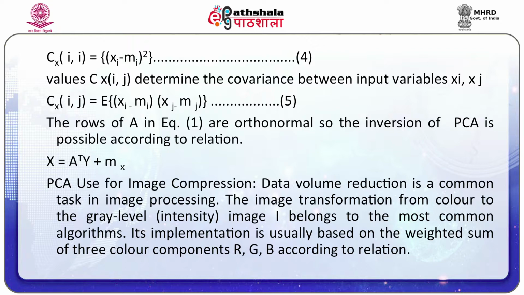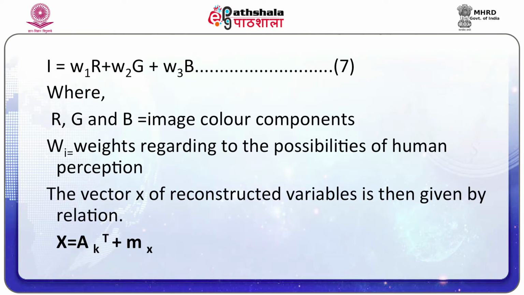PCA is used for image compression. Data volume reduction is a common task in image processing. There is a huge number of algorithms based on various principles leading to image compression. Algorithms based on image color reduction are mostly less efficient, but the results are still acceptable for some applications. The image transformation from color to gray level intensity image belongs to the most common algorithms. Its implementation is usually based on the weighted sum of the 3 color components RGB according to the relation: I is equal to W1R plus W2G plus W3B.